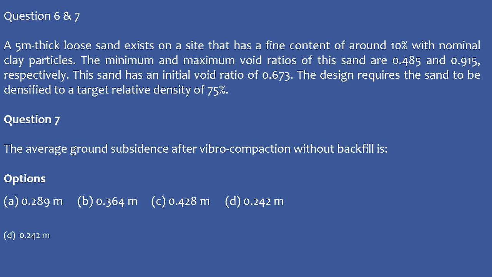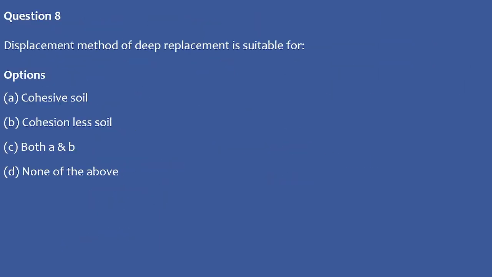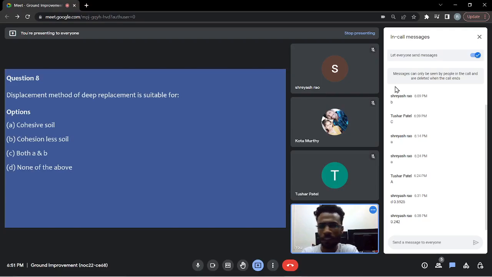So over with the vibro compaction, let's move to the deep replacement method. The first question is, the displacement method of deep replacement is suitable for which type of soil? A, cohesive soil, B, cohesionless soil, or both, or none of the above? Definitely none of the above is not the option. So choose from the first three.